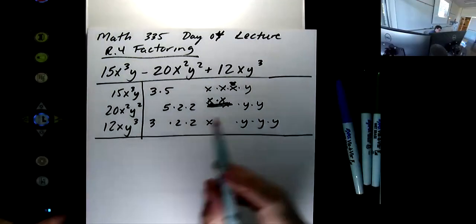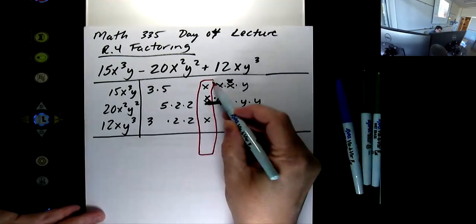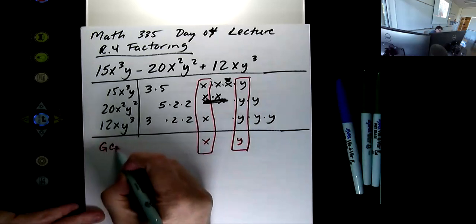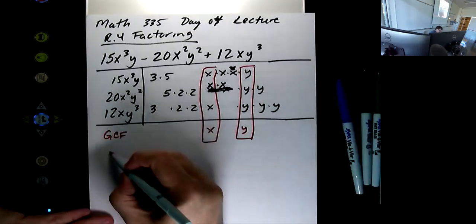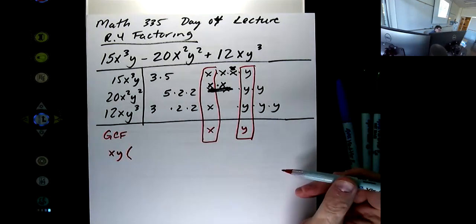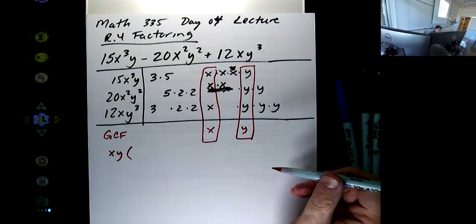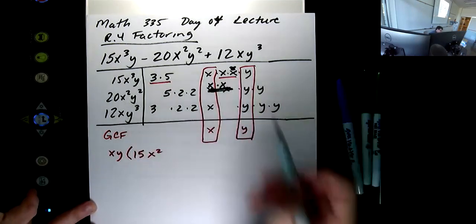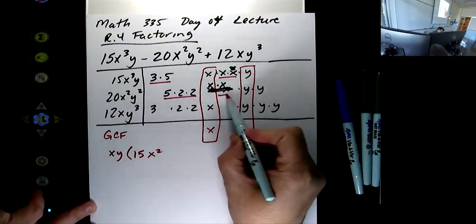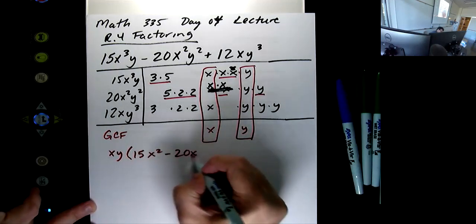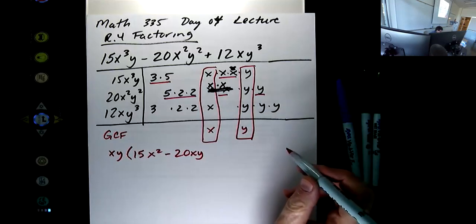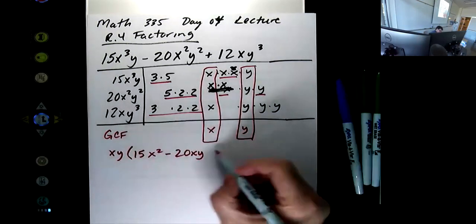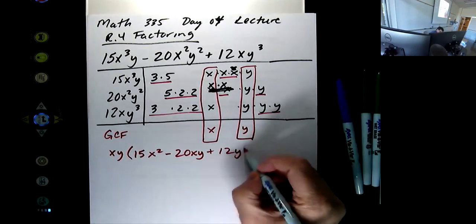All right. So as Eric was saying, this is a column of x's. So we have x in our greatest common factor. And this is a column of y's. So we have a y in our greatest common factor. That's our GCF. So we can factor out an xy. And what's left behind is 15x squared. I'm looking at this part right here, 3 times 5 and x times x. We've got 20 times x times y, and it's a minus sign. And then we've got 3 times 2 is 12. And we don't have any x's, but we have 2 y's, so y squared.